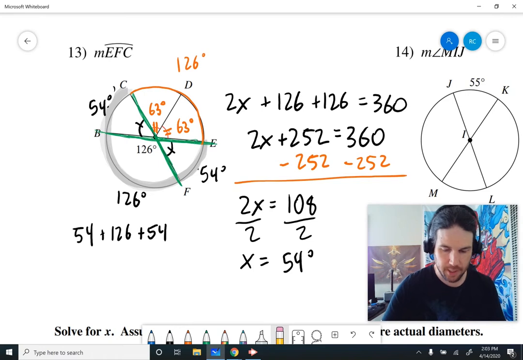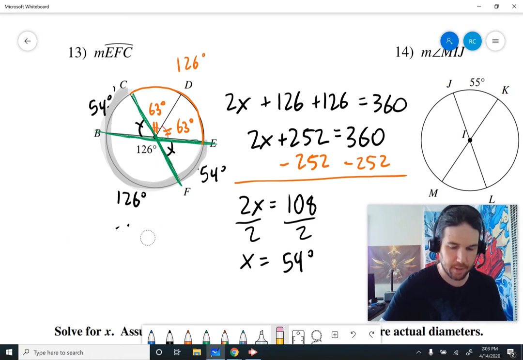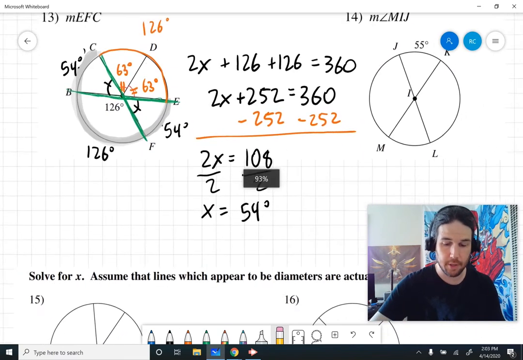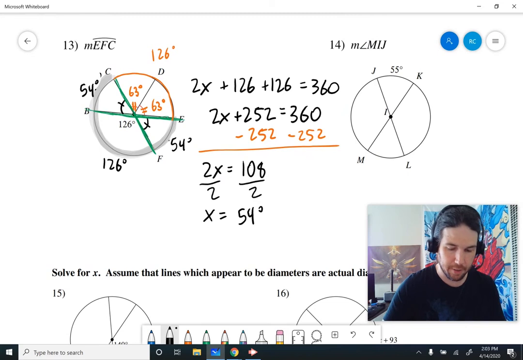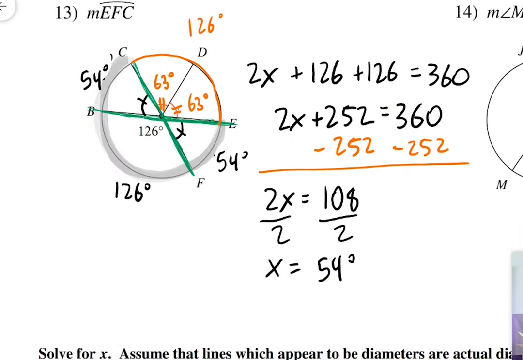That is not good, nice, neat work. I'm not going to put that over there. I'm going to do the good thing and put my work underneath. So 126 plus 54 plus 54 equals 126 plus 108, so that's 234 degrees.